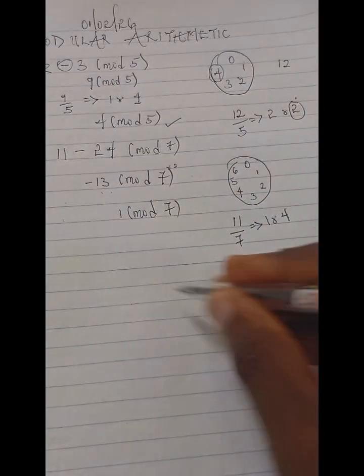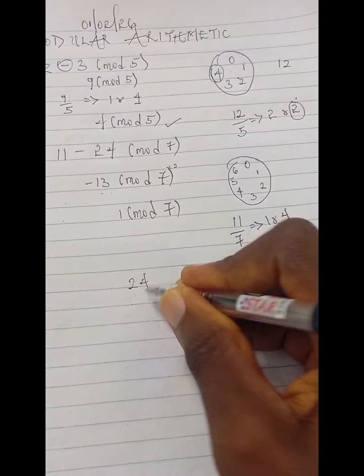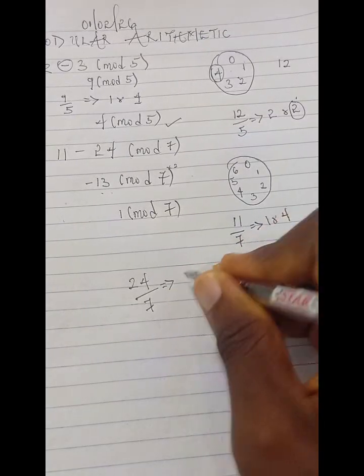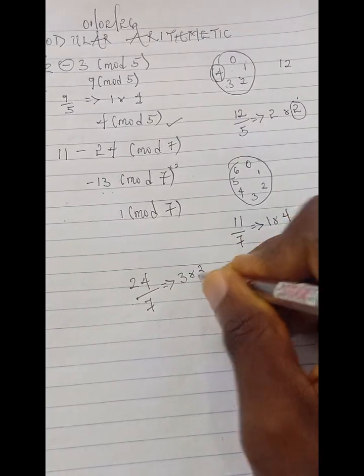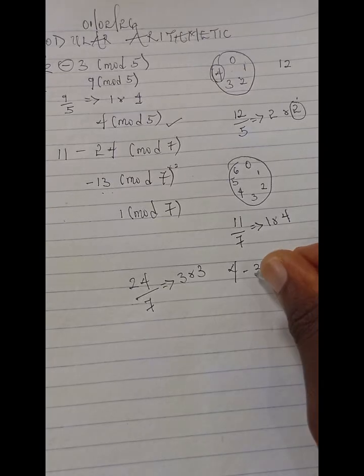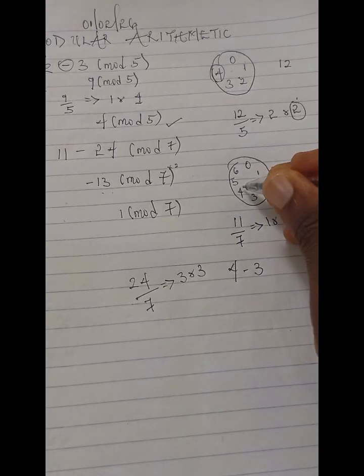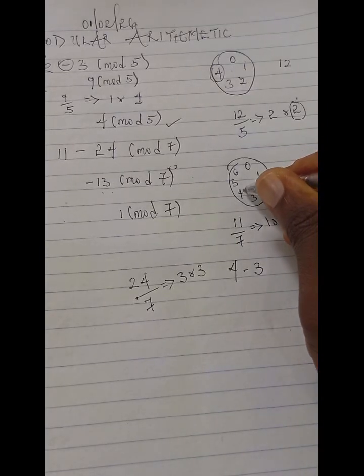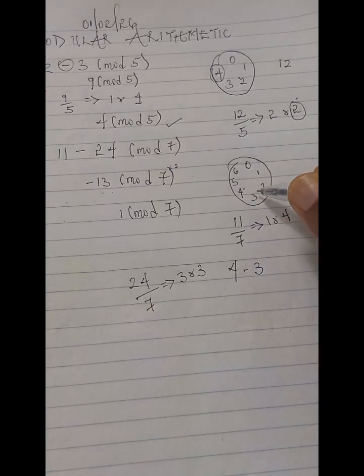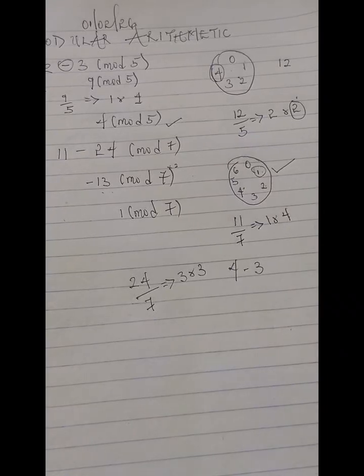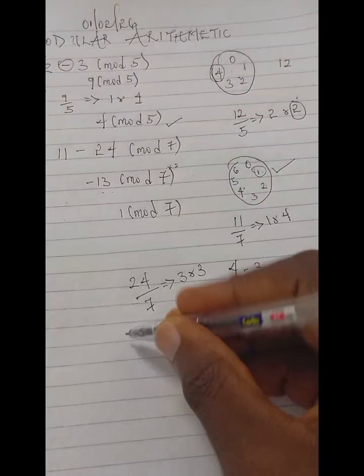And then what is 24? Now check again, 24 divided by 7. When you do this, you have 3 remainder 3. So it means that this other one is minus 3. So 4 minus 3. Therefore, I start from here and I'm going to take 3, moving in an anti-clockwise direction. So that will be 1, 2, 3, 1. And that is my answer. So any method you decide to use, you definitely will get your answer.